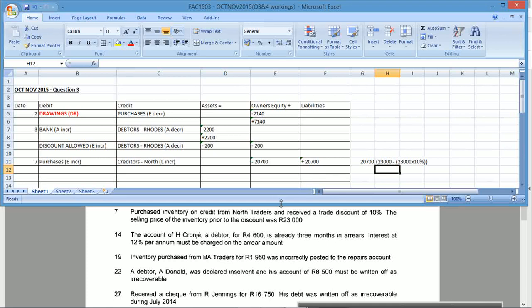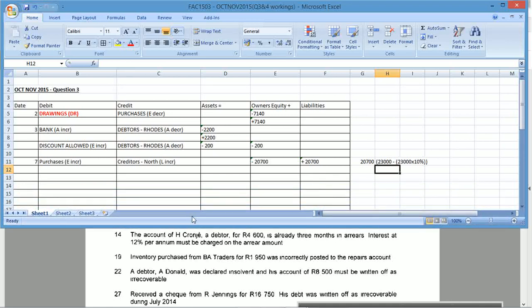Great. Next, 14. The account of H, a debtor for 4/6, is already 3 months in arrears. Interest at 12% per annum must be charged on the arrears account. Right, so if you're charging your debtor interest, what happens to your debtor? Up or down? Goes up. Debtors increase on the debit.